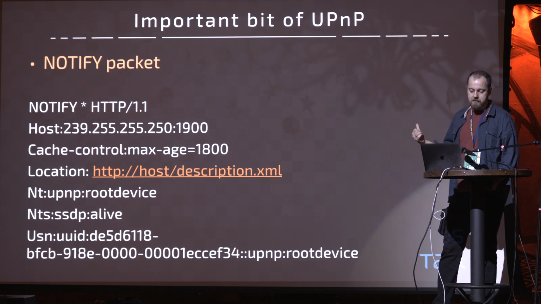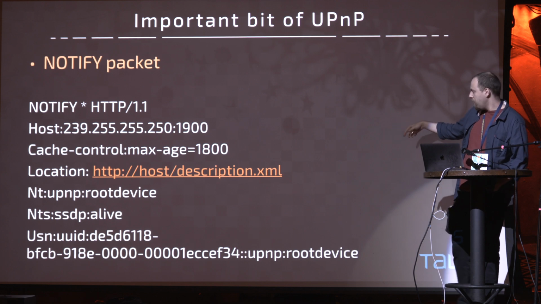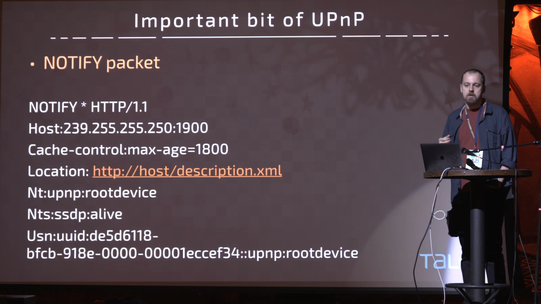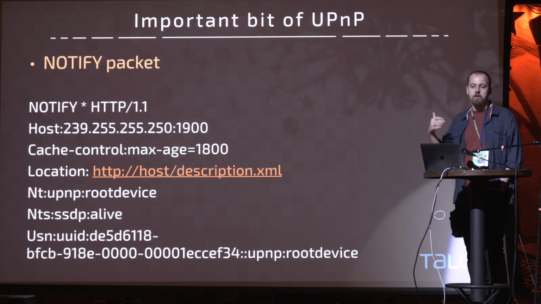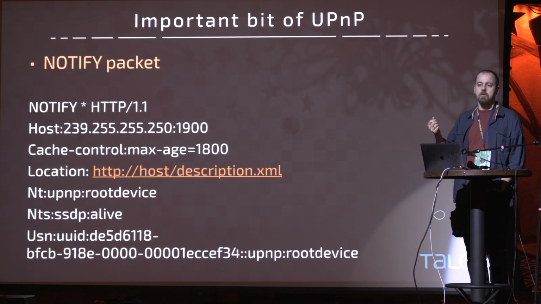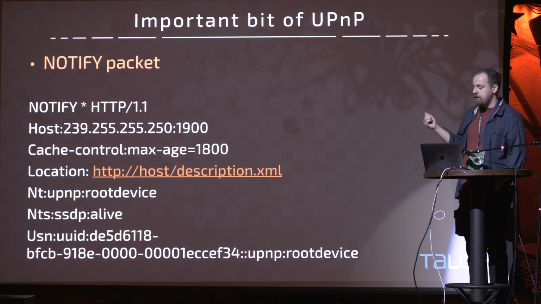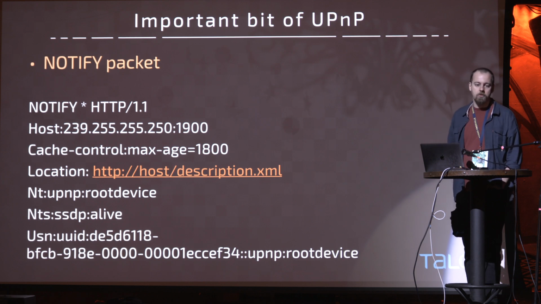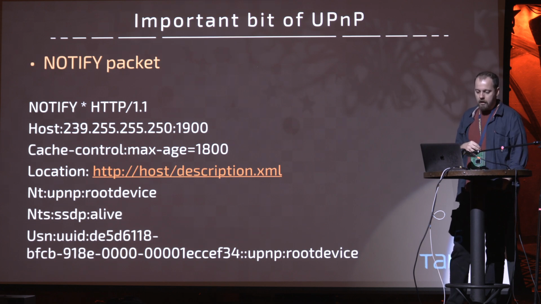The important part of this packet is the location header, which has a URL, and that URL points to an XML document. That particular XML document explains all the capabilities of that particular device. So say you connect a TV on your network. It will announce its presence and say, okay, I'm a TV. If you want to take a look at what I can do, fetch this XML, parse it, and it will tell you that I can be used for streaming or something like that.